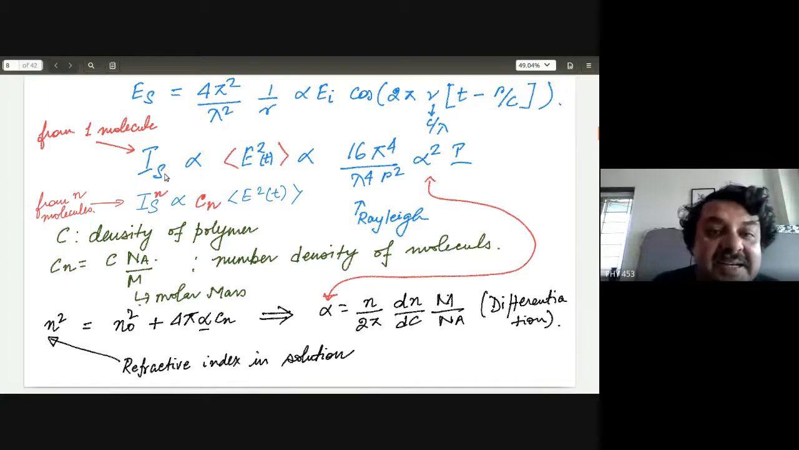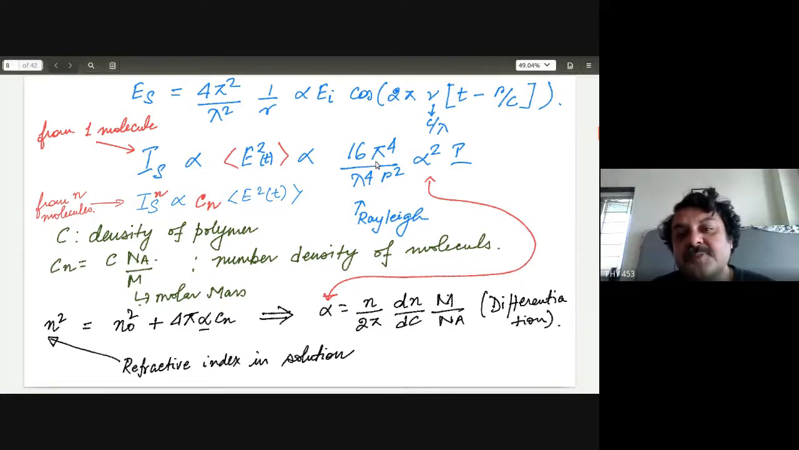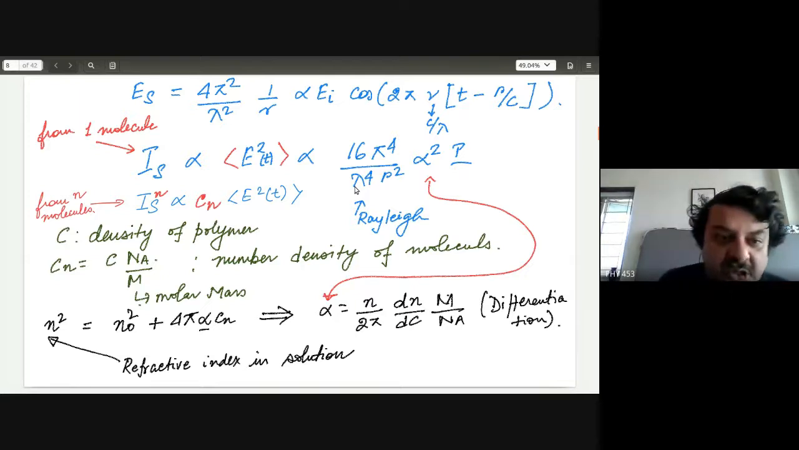Then the intensity depends upon the electric field square expectation value, and that in turn becomes 16 pi to the power 4 by lambda to the power 4 r square, times polarizability square, times the incident intensity. Here you see the famous 1 by lambda to the power 4 of Rayleigh scattering, which happens due to dipole oscillations. This is what would happen if it happened from one molecule.